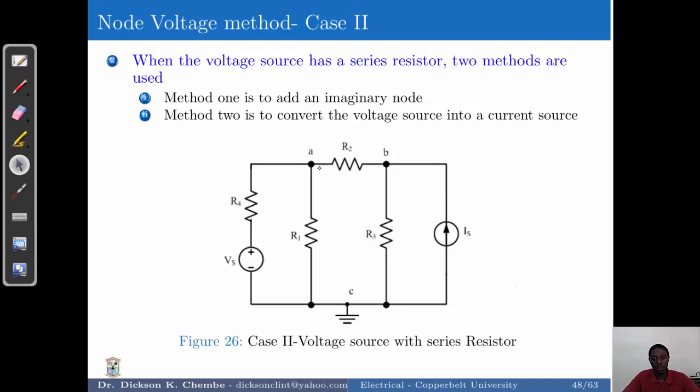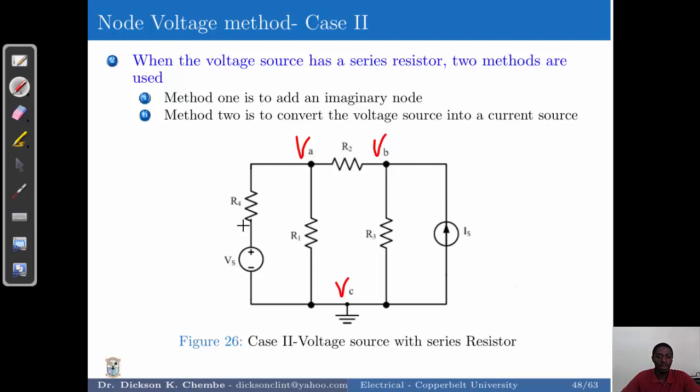So in a similar way, we first of all have to identify and define these nodes. In this case, this is going to be Va, this is going to be Vb, this is going to be Vc. After identifying the nodes, one of the nodes is grounded, usually the node that is connected to one end of the voltage source. In this case, this side of the voltage source is grounded.